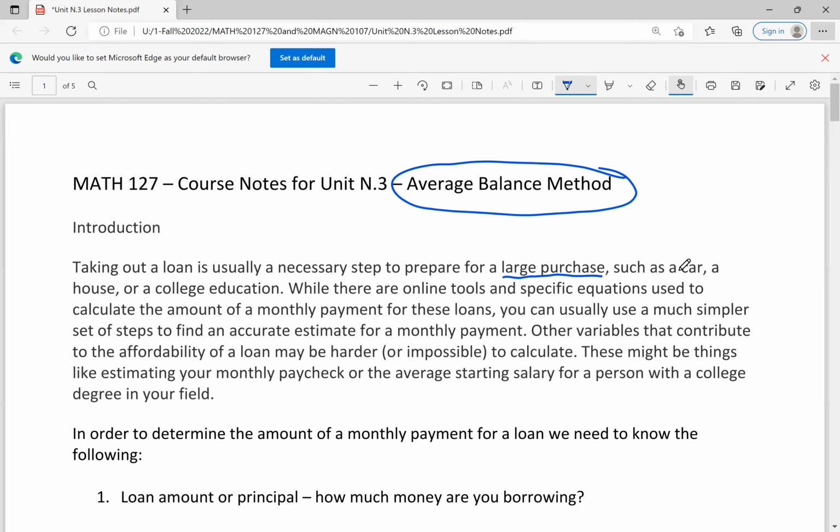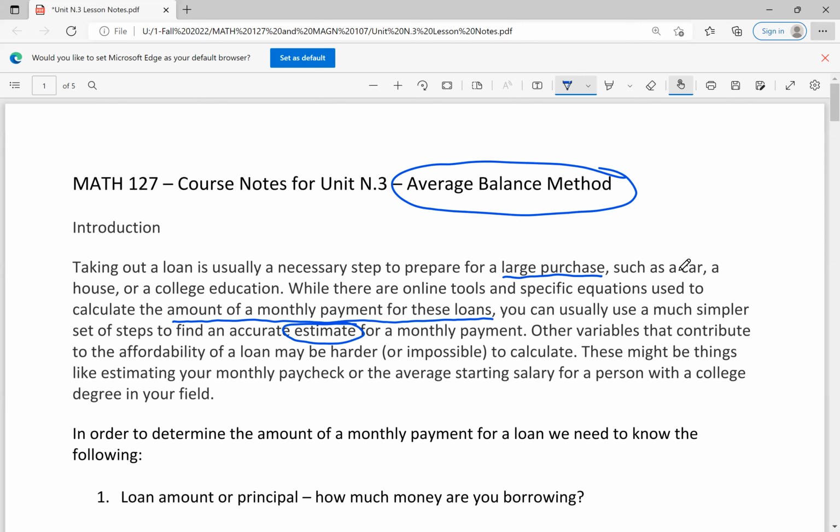So there are lots of tools out there so that you could calculate more accurately the amount of a monthly payment for these types of loans. Here, we're going to work on a method for determining an accurate estimate for a monthly payment. And we've talked about estimations. Estimations are not exact. It's more like saying, I think that my payment is going to be about $300 a month. So we just want to have an idea, what am I getting myself into?